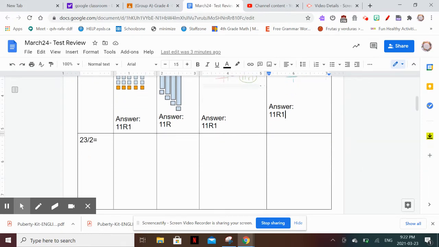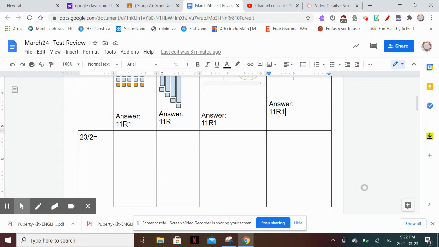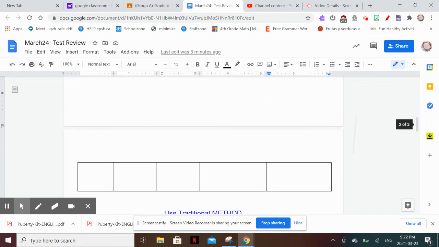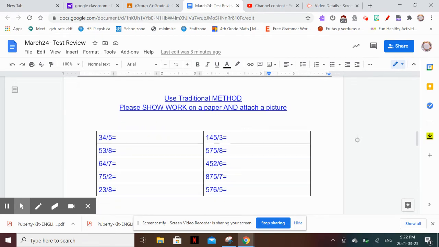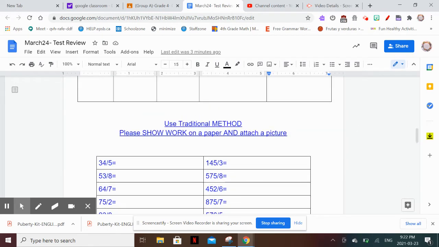I left you one question, and it's an easy question because I didn't want you to spend a lot of time creating single boxes and stuff like that. But I want you to practice it. I want you to try to do it using 4 different methods. Once you are done with that, I want you to move to the following page in here and do the traditional method.